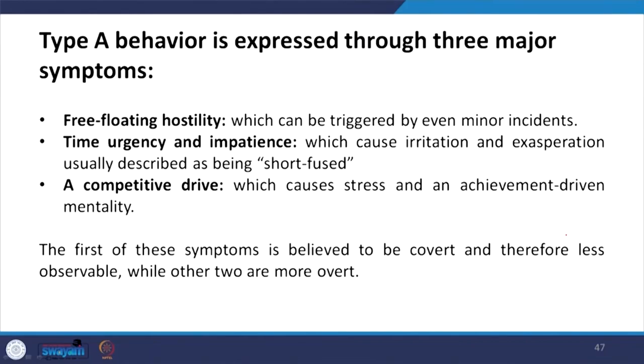Some of these symptoms are covered and therefore less observable, while others are more overt. So it is always the Type A behavior that gets observed, and as soon as it is observed, the management or the organization is prompted to take action. As far as the competitive drive is concerned, because they are vibrant, it naturally takes less time to observe this aspect of their behavior.